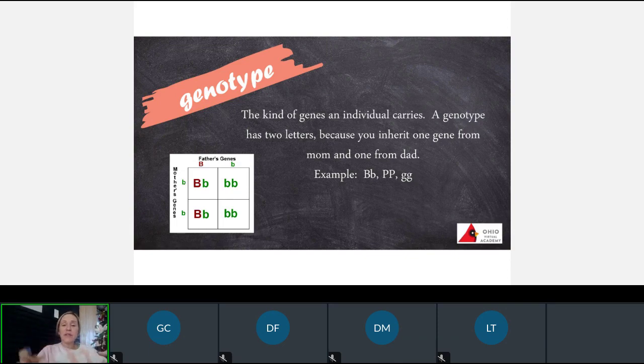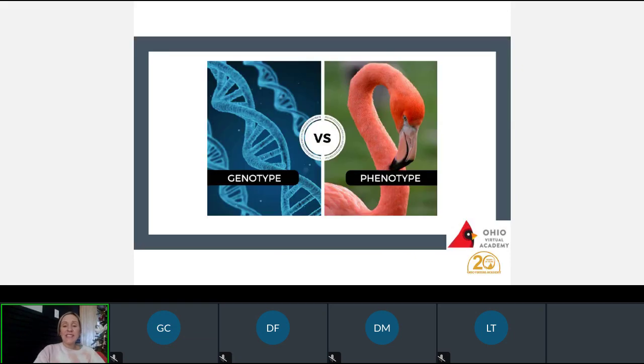All right? So the genotype is what's on the inside. Again, cannot see my presentation, but if you look on the left-hand side, it should be a piece of DNA. All right? The genotype is what is on the inside. The phenotype is what you see, what is expressive on the outside. Like in the flamingo, you can see the long neck. You can see the pink color, right? You can see the long beak. The physical appearance is what the phenotype is. The genotype, you're right, Lizzie, is what's on the inside.